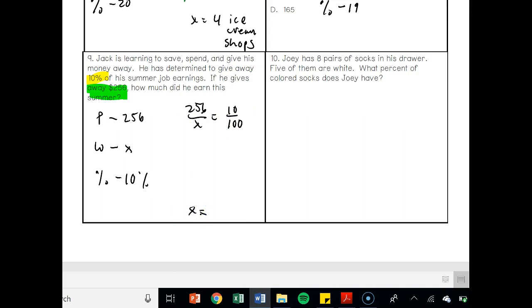And lastly, Joey has 8 pairs of socks in his drawer, right? Those are all the socks he's got. 5 of them are white. Okay, interesting. But wait a second, it says what percent are colored socks, right? So part, whole, percent. Now, wait a second. If I've got 8 socks, 8 socks total.